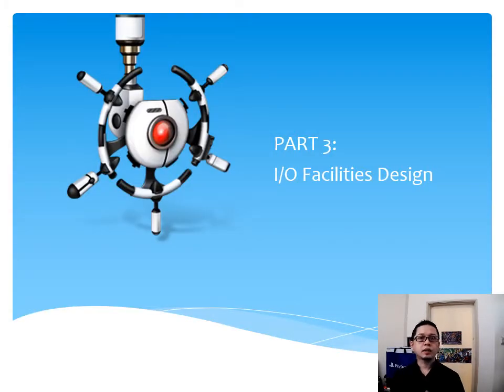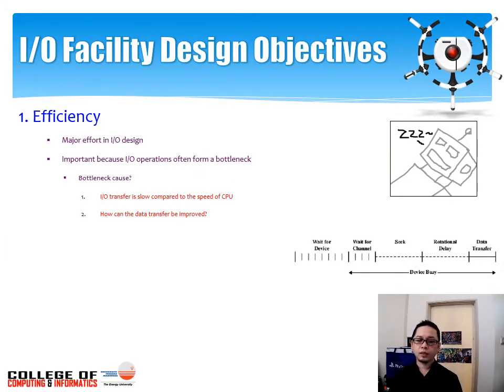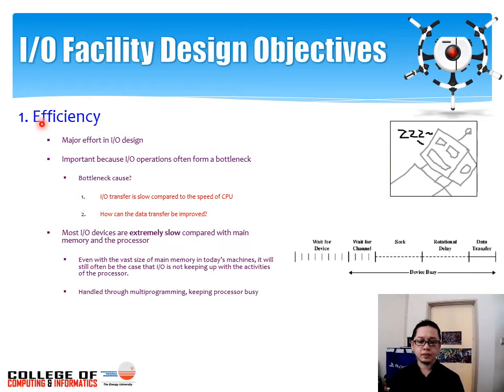Next, we are going to look at the I/O facilities design. In terms of having a proper facilities design for the I/O, there are two objectives. First is efficiency. Efficiency means that whenever you are doing input and output, you want to make sure that the transfer goes smoothly and there are no delays in sending the data towards the required devices. This is the major effort in I/O devices because we don't want to waste CPU time waiting for the data to be transferred and delivered to the user.